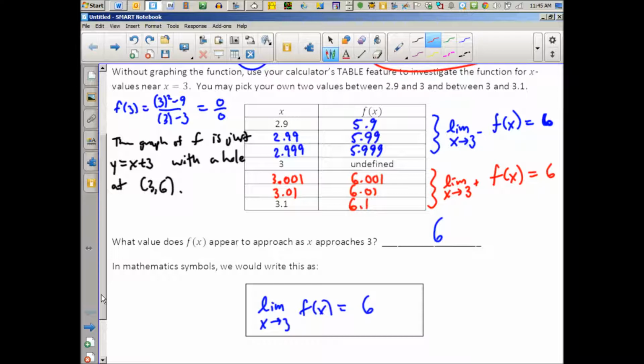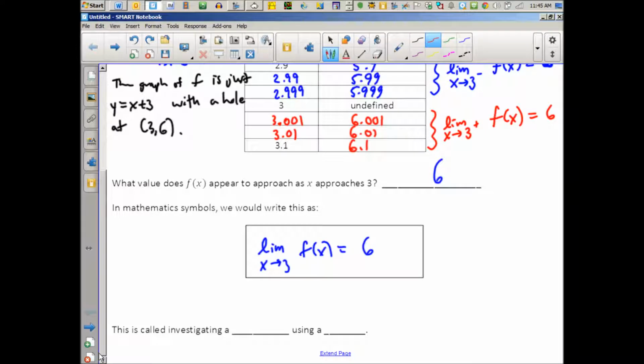Okay, so there's lots of new notation here, and I'm going to drill you as we go. Let's look at our g of x function. By the way, this is called investigating a limit using a table, or some people call it tabular limits. Tabular just means table, using a table. Not fable, that's a T.